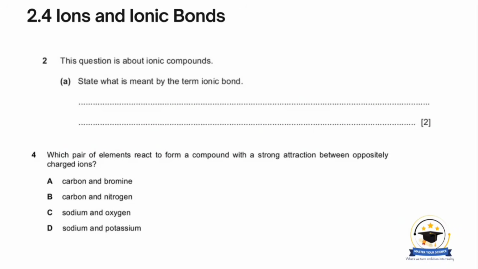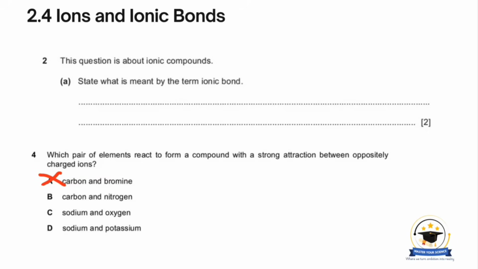And the next question is asking which pair of elements react to form a compound with a strong attraction between oppositely charged ions. So this question is basically asking which pair of elements will form an ionic compound. And as we said, as a general rule, an ionic compound will form between a metal and a non-metal. So let's look at our answers here. So the first answer says carbon and bromine. These are both non-metals, so this would be incorrect.